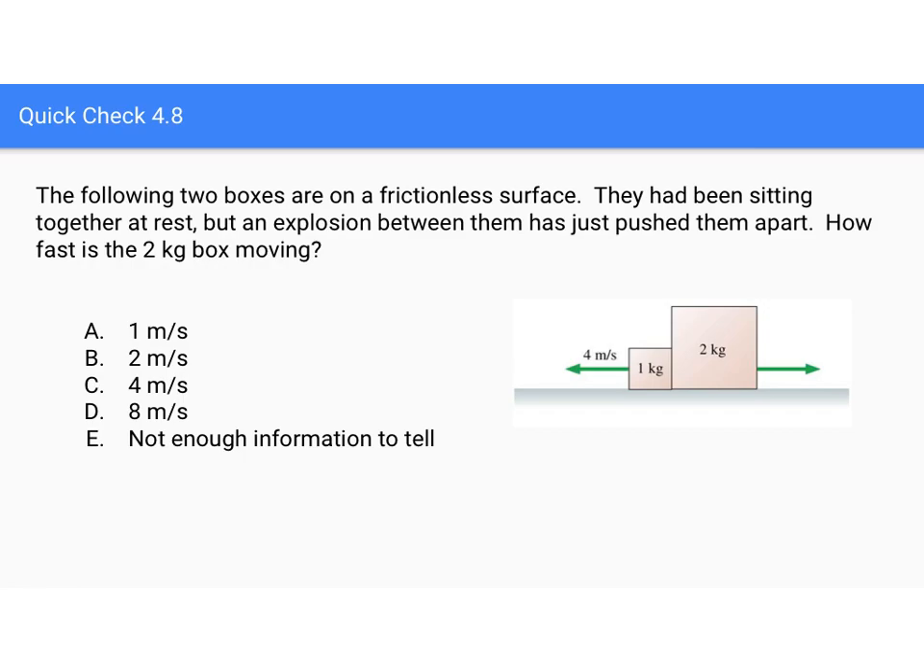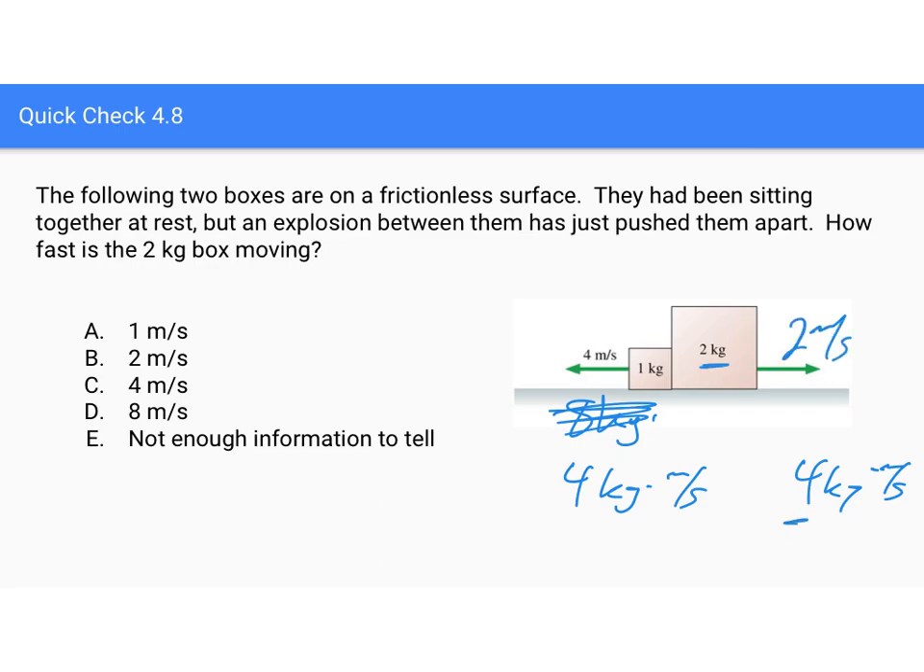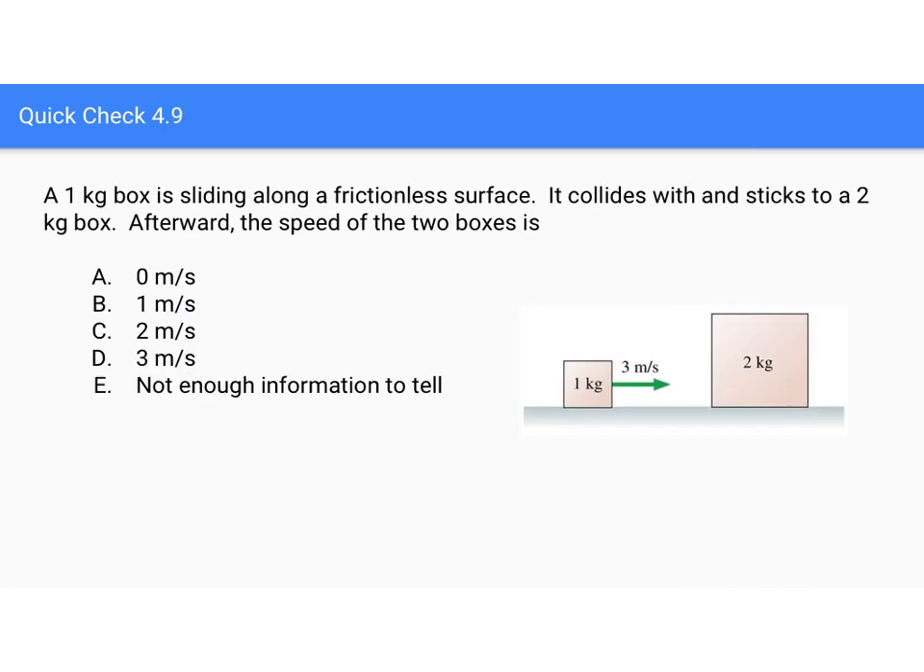All right, got another quick check. So we got two boxes on a frictionless surface. They had been sitting together at rest, but an explosion between them has pushed them apart. How fast is the 2-kilogram box going? Well, this has 4 kilogram meters per second going to the left, which means that there has to be 4 kilogram meters per second going to the right, which means that 4 divided by 2 is going to be 2 meters per second to the right, right? So the momentum has to be conserved, which is just mass times velocity. Super easy.